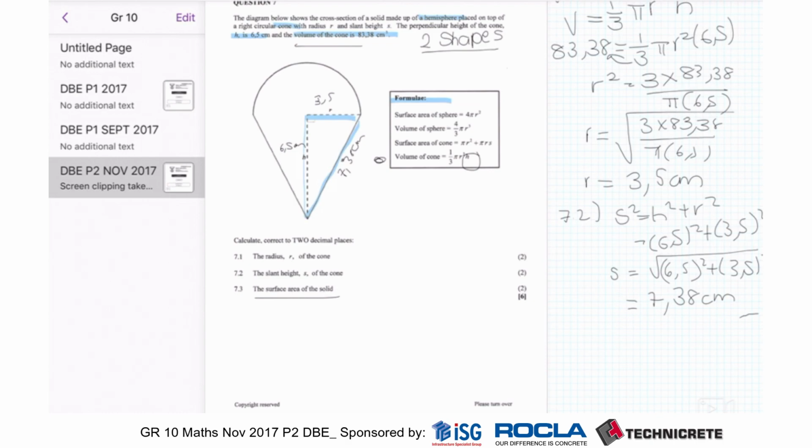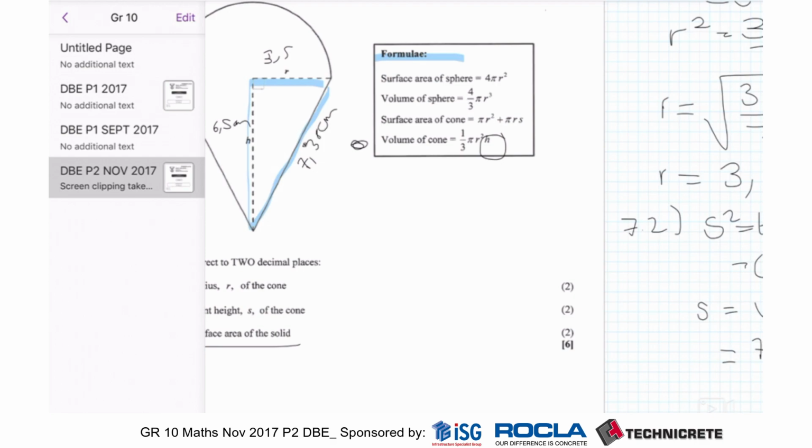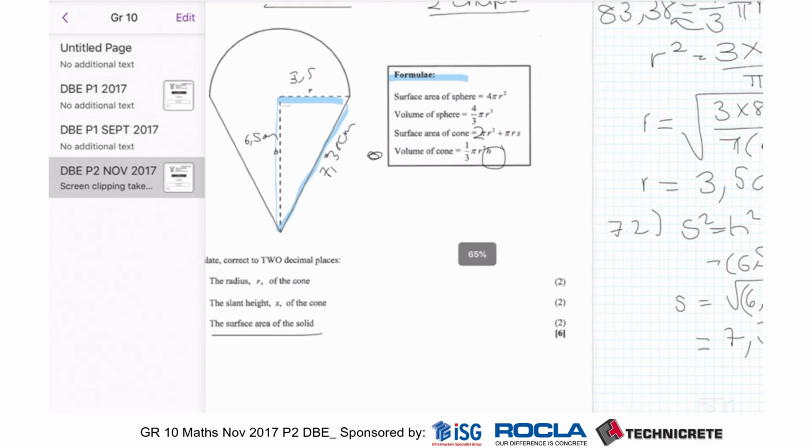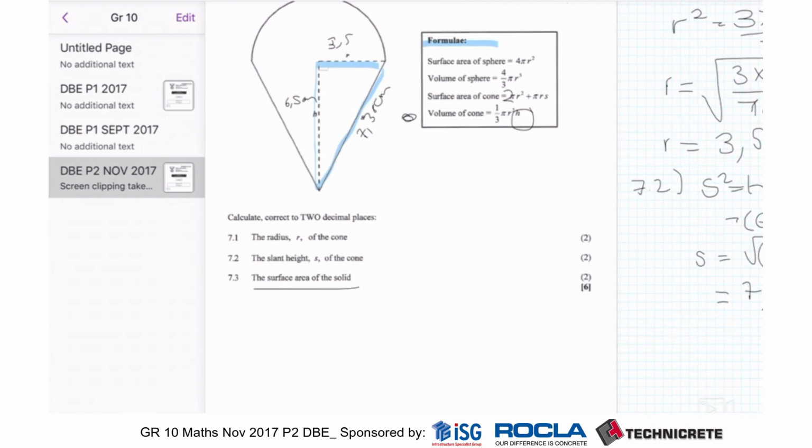So we need to include surface area of the cone, plus we need to consider that we've got half a hemisphere, which is this half of it. Okay, so the cone is including the top of the sphere, so we've just got to say 2 pi r squared to consider a hemisphere, because it's 2 pi r squared.